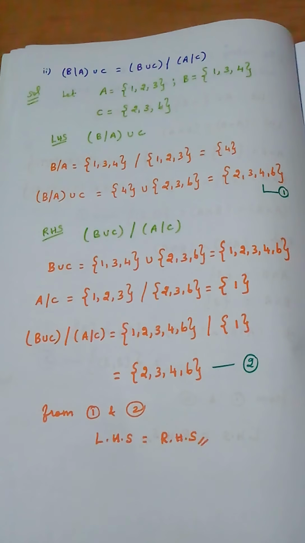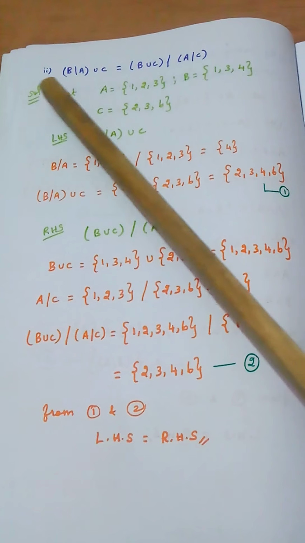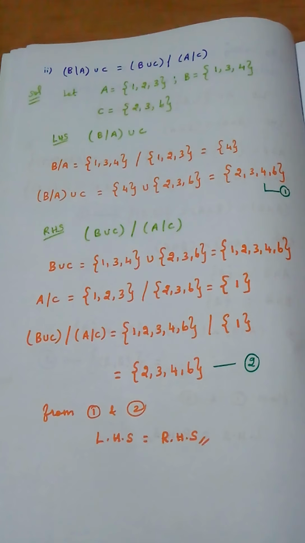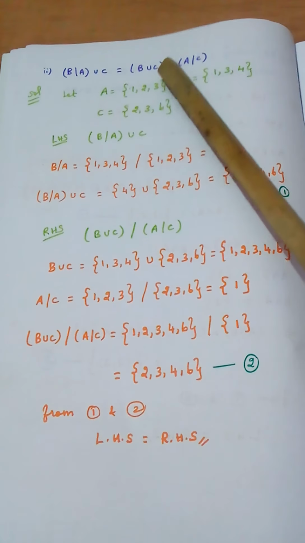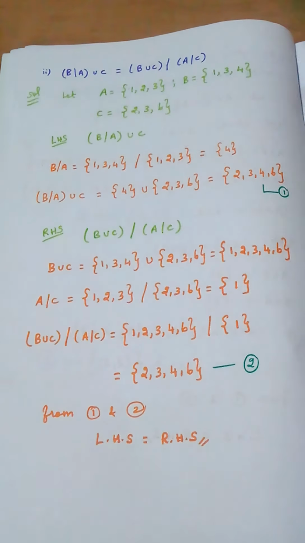Actually, this is not the fourth sum. It can be treated as the second subdivision of the third sum. So, second subdivision, which means what is the question? The question is the same. We have to choose our own sets A, B and C, and we need to prove that LHS equals RHS. So this is the second subdivision.